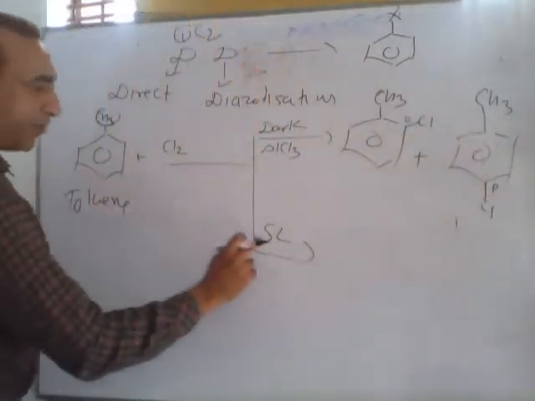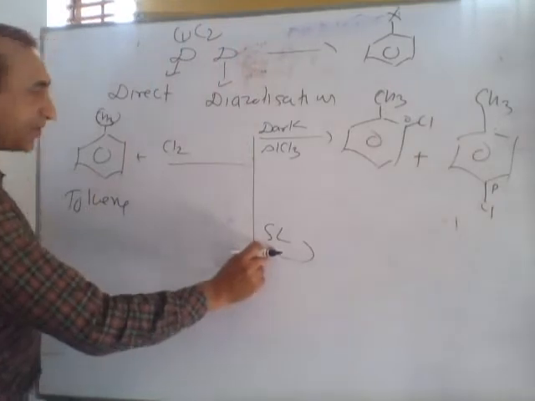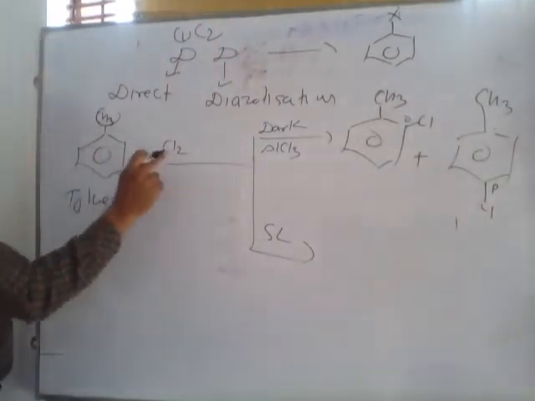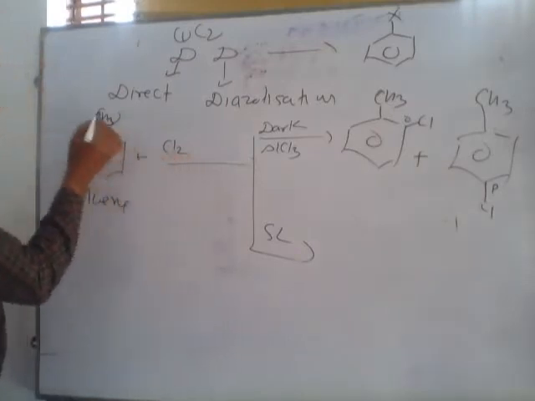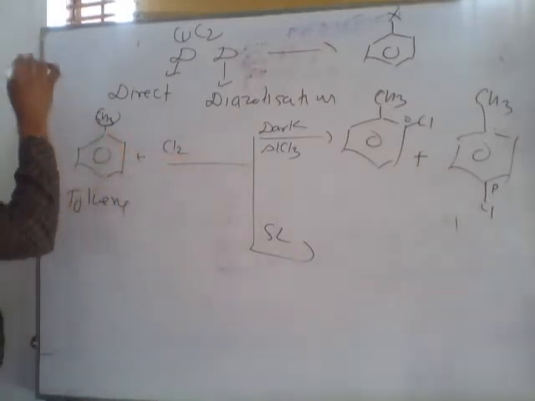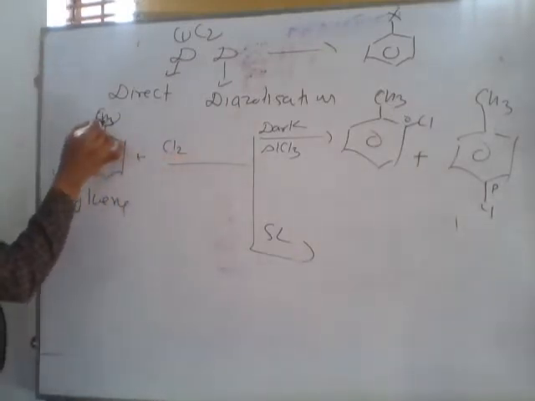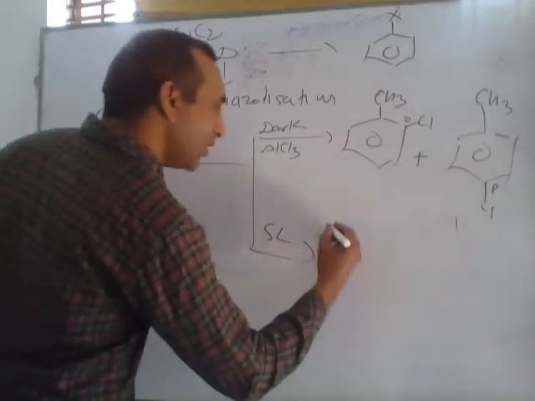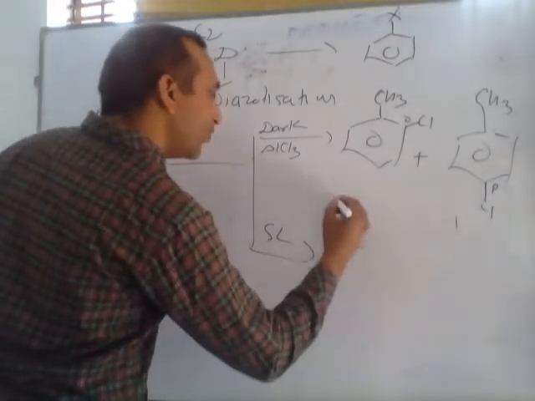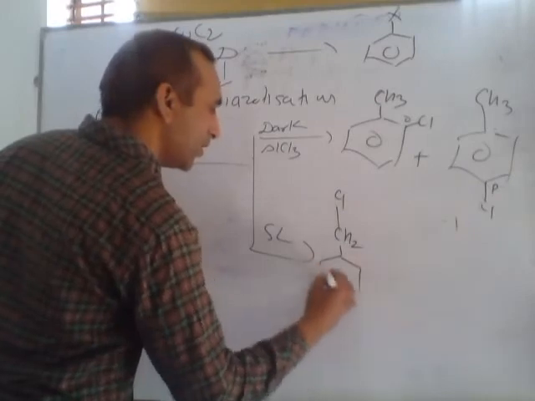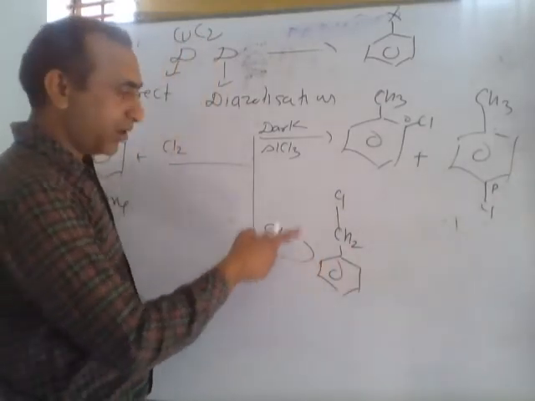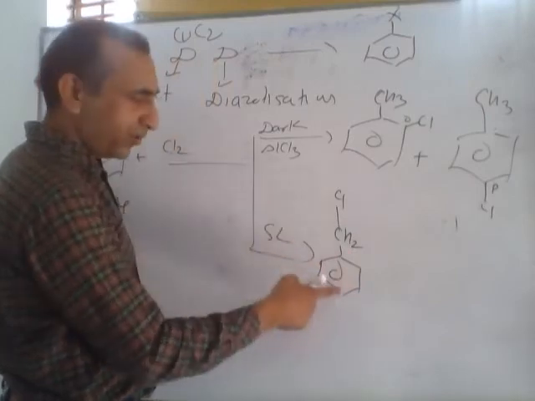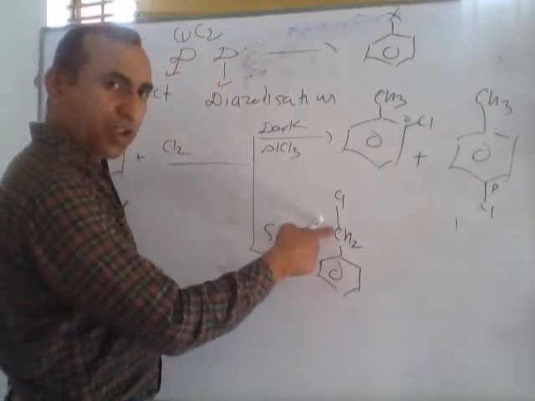But if the reaction of toluene with chlorine takes place in sunlight, what will happen? Chlorine replaces hydrogen from CH3. The substitution reaction takes place this way. Here, from toluene, one chlorine replaces hydrogen. Can you guess the name of this compound? This is called chlorophenyl methane.